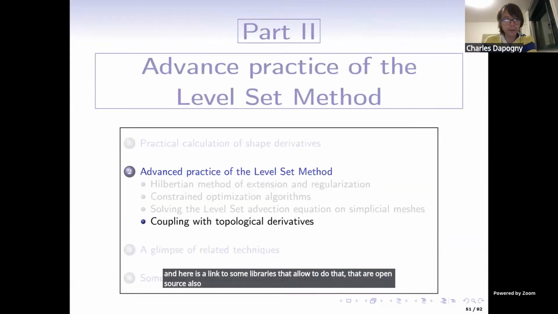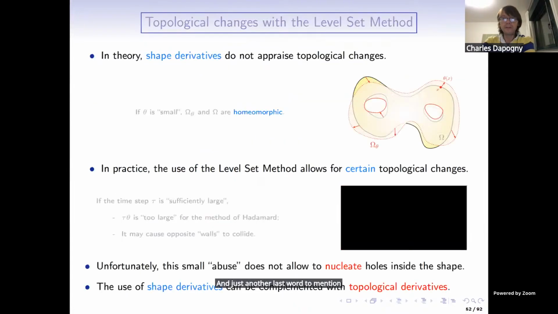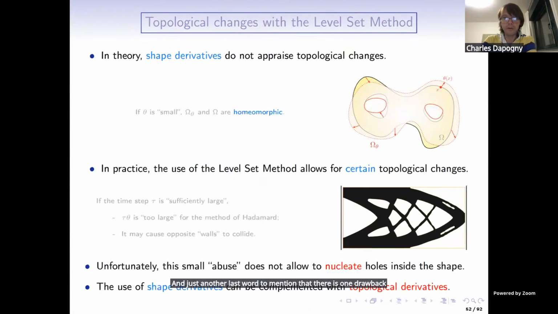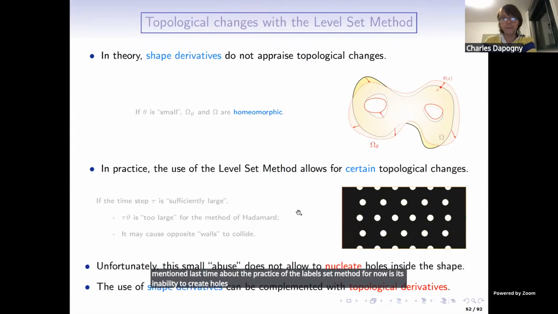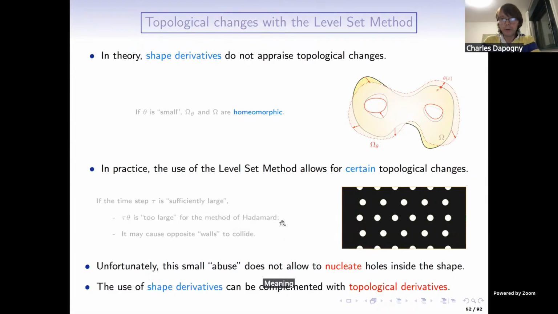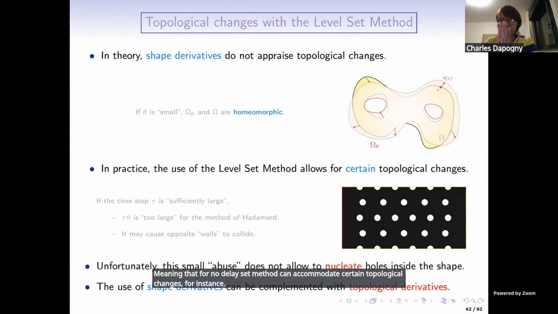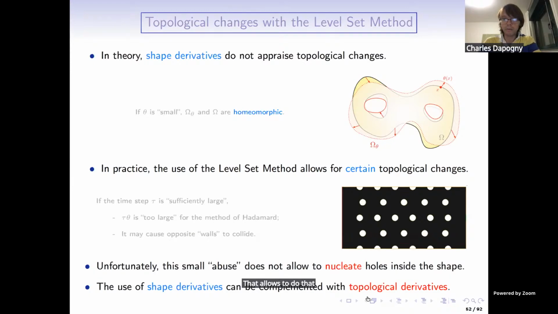And just a last word to mention that there is one drawback that we have mentioned last time about the practice of the level set method, for now its inability to create holes inside the structure. Meaning that for now, the level set method can accommodate certain topological changes. For instance, opposite walls can merge, holes can merge, but you cannot nucleate holes inside the bulk shape. And there is actually another complementary means to calculate sensitivity of functionals that allows to do that. This is what is called topological derivatives.